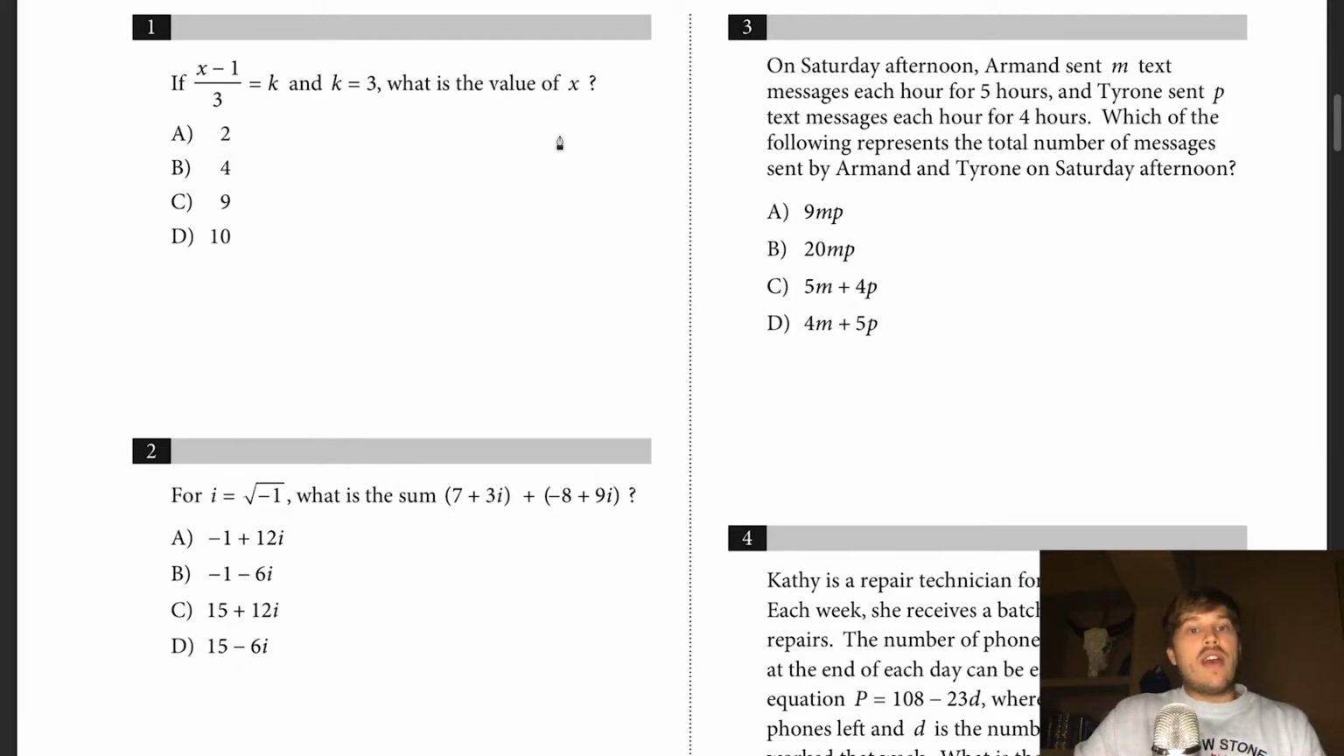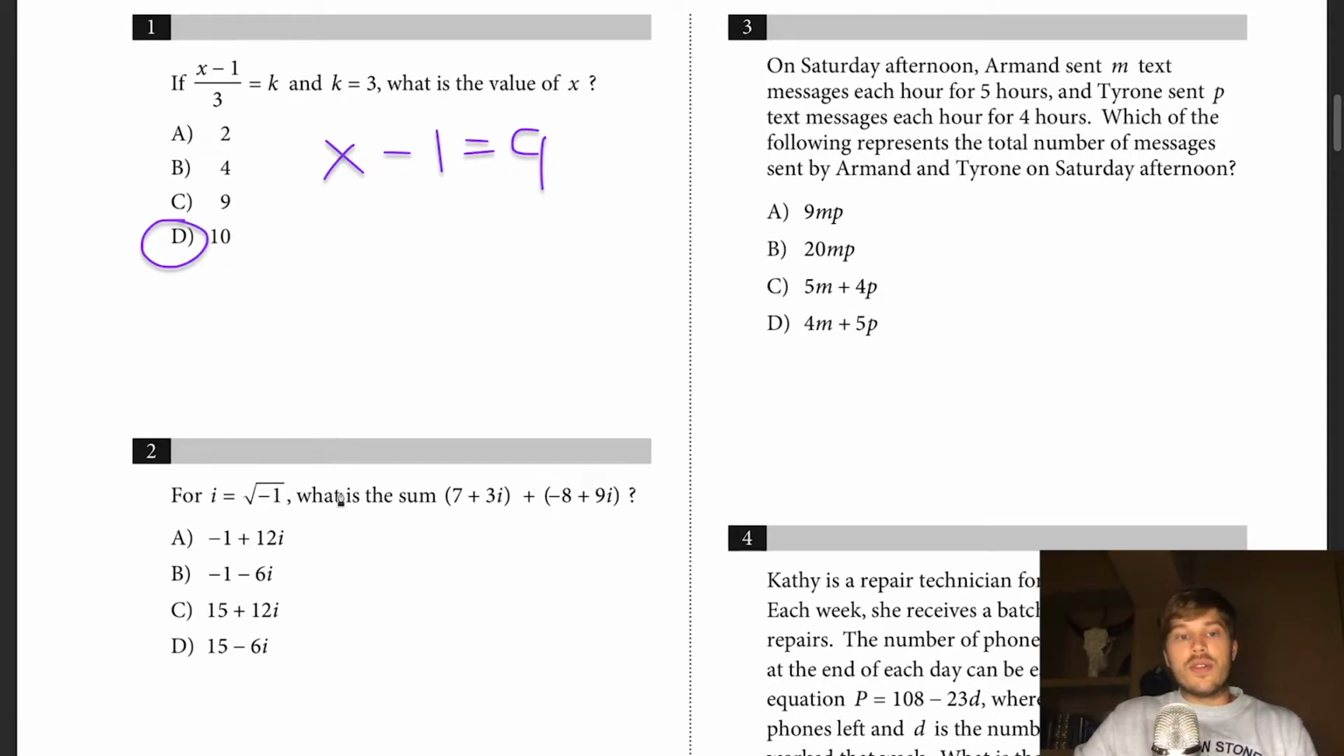Okay, number 1. What is the value of x given that x minus 1 over 3 equals k and k equals 3? So we can multiply 3 on both sides and get the expression x minus 1 equals 9, and then simply add 1 to both sides to get x equals 10.